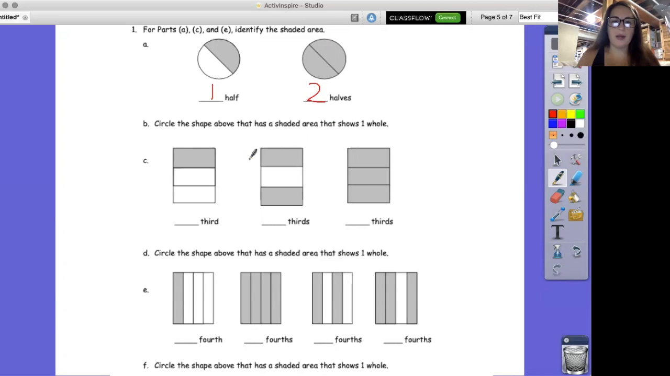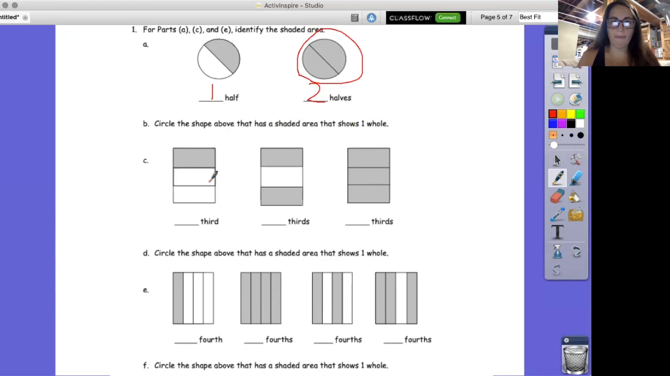So B, circle the shape above that shaded an area that shows one whole. Does this one show one whole shaded? Only shows 1/2. I'm going to circle this one. We have 2 halves shaded, so it shows us one whole circle.